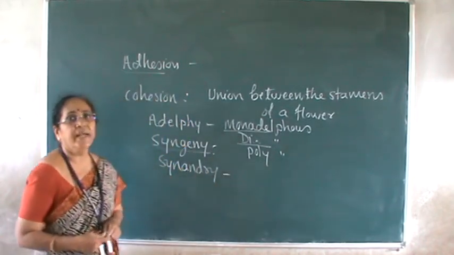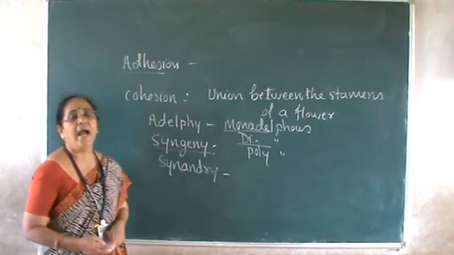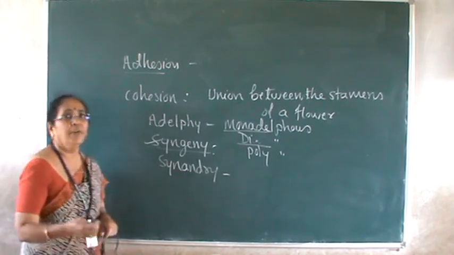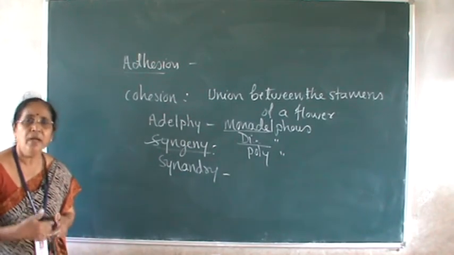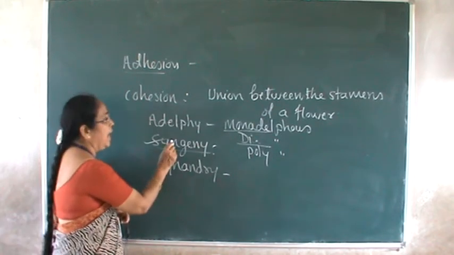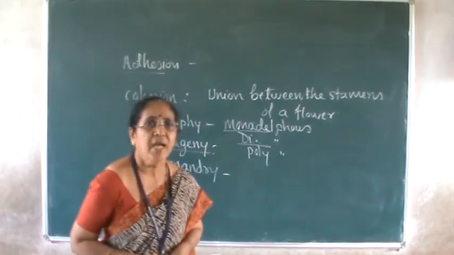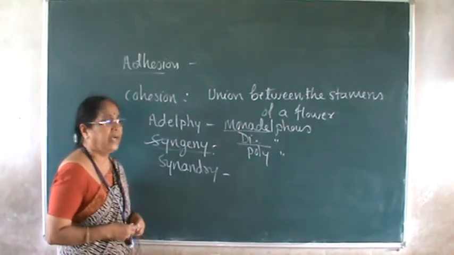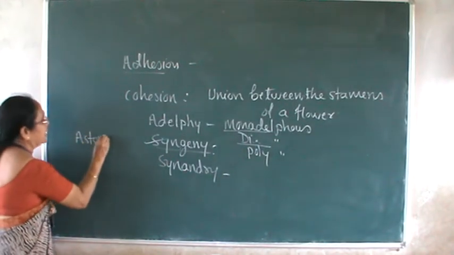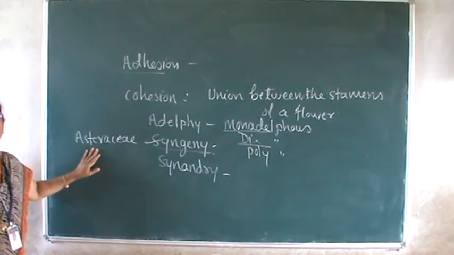Syngeny. Syngeny is exactly the reverse characteristic. Here, in the adelphous condition the anthers are free and the filaments are fused, whereas in syngeny the filaments are free whereas the anthers are fused. This condition is called the syngenesious condition of stamens, and it is characteristically found in members which belong to Asteraceae. It is a very important character of the members which belong to Asteraceae.